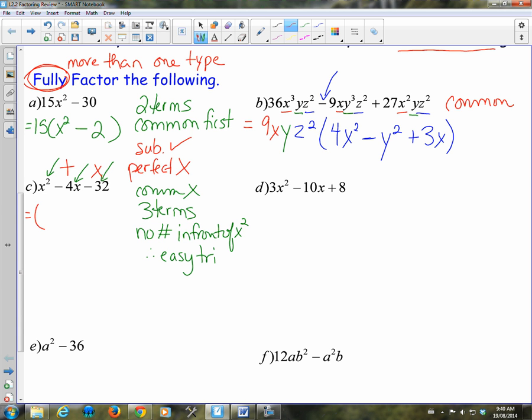So I get my brackets ready. And what multiplies to -32 and adds to -4? That would be -8 and +4.